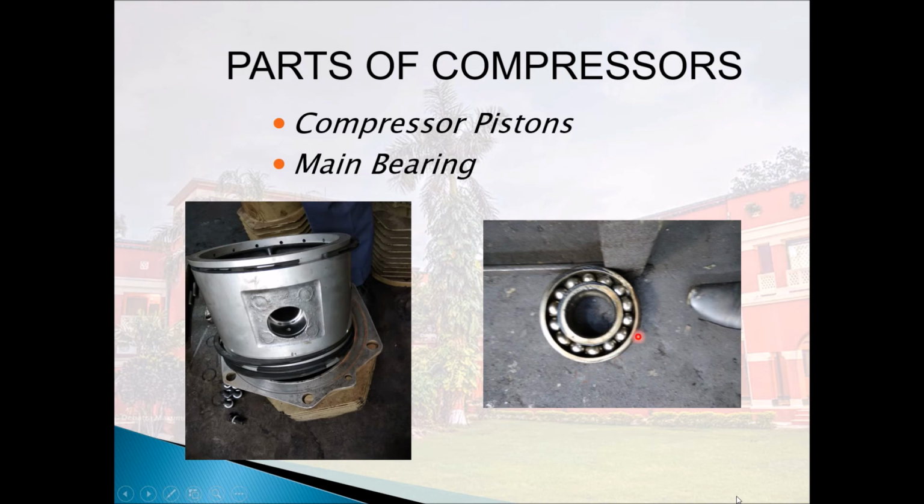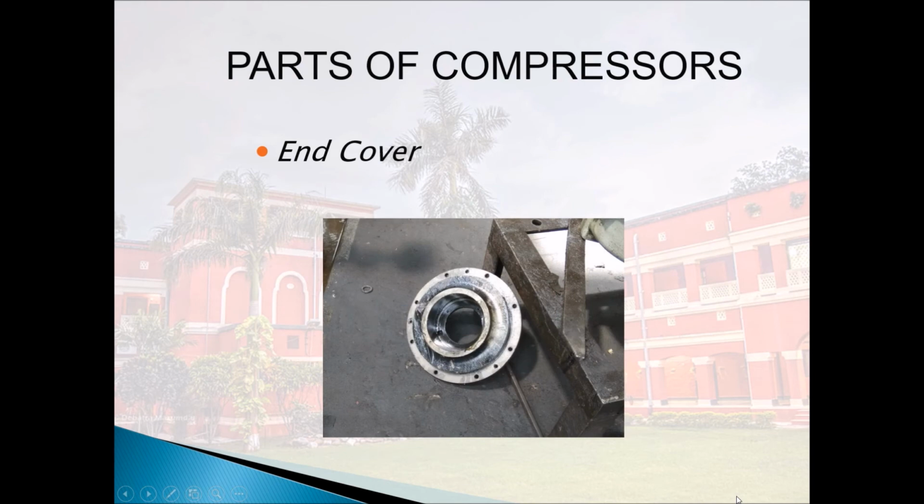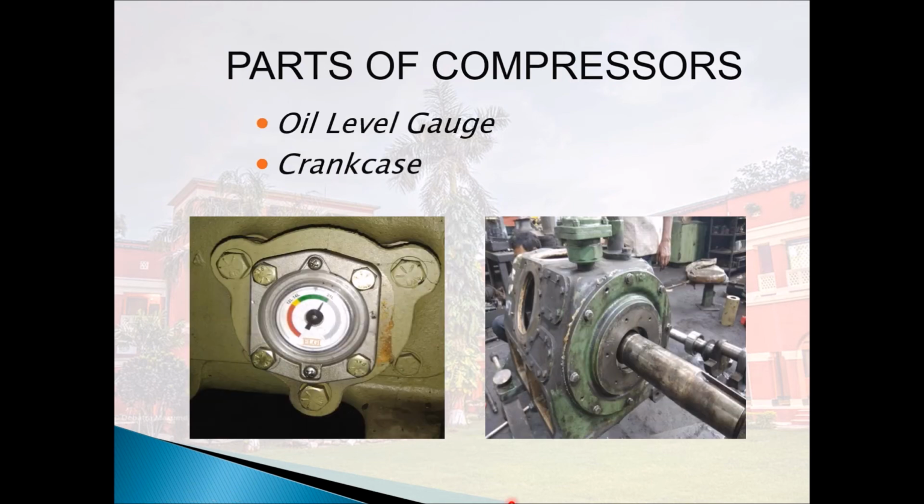Main bearing. 2 double row ball bearings are assembled on either side of the crankshaft, which takes the misalignment in geometrical tolerance and operation. End cover. End cover is made of cast iron, which has more stiffness and deflection minimized, which enables the rigidity. Oil level gauge. It indicates the oil level in the crankcase. Crankcase. Crankcase is the main component of the compressor, which houses the crankshaft, connecting rods, lube oil pump, etc.